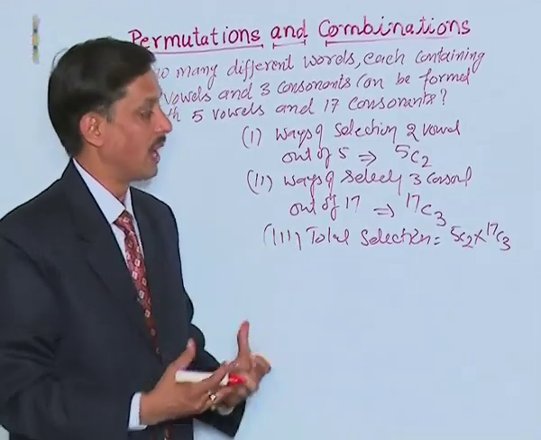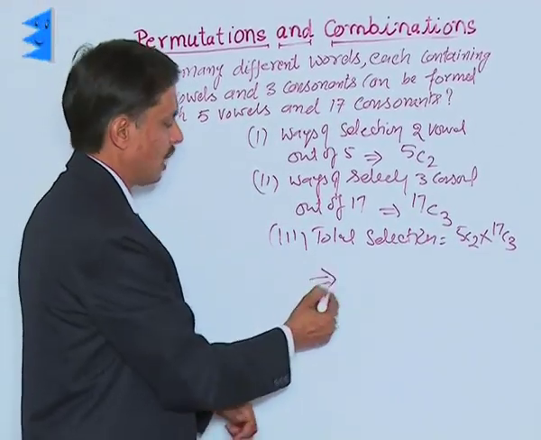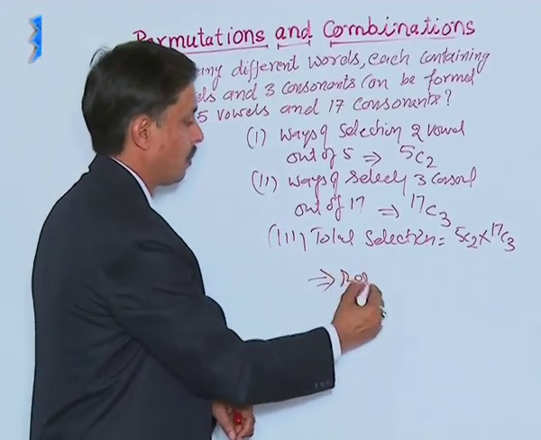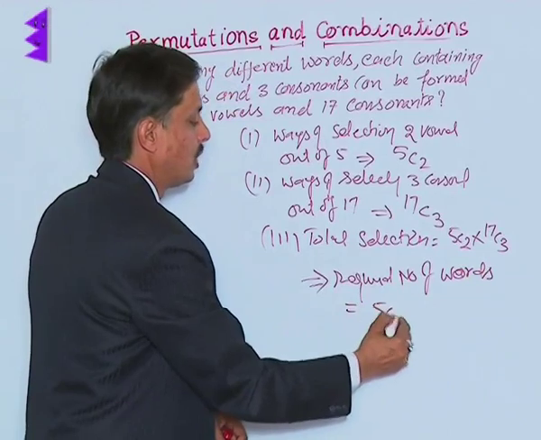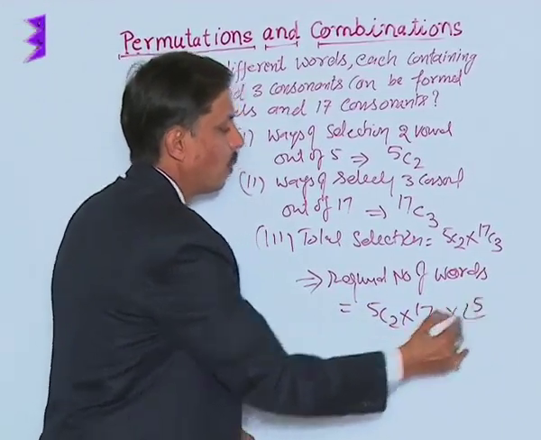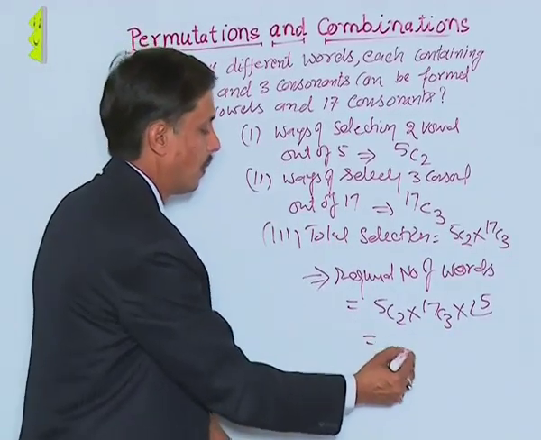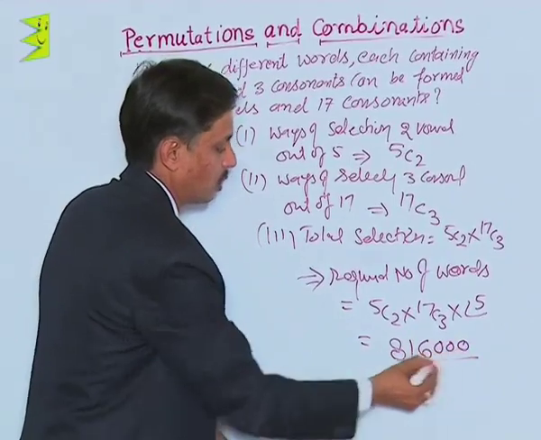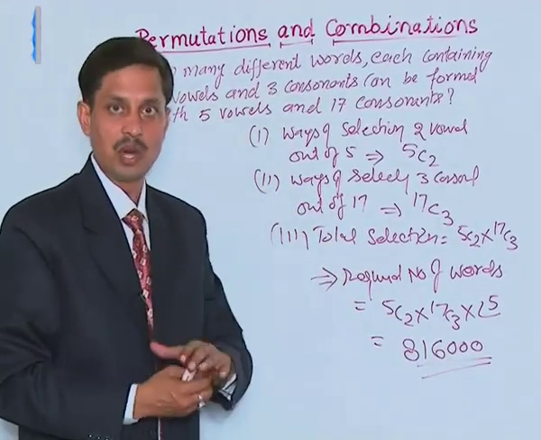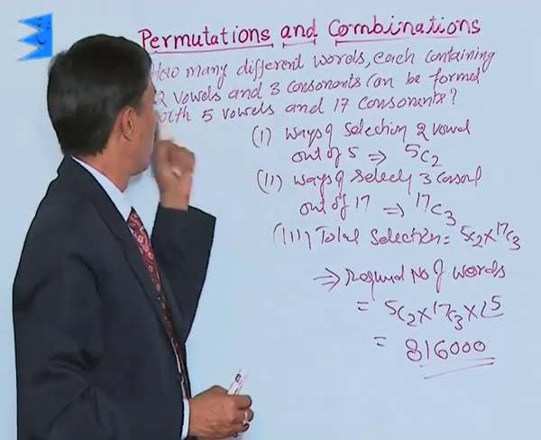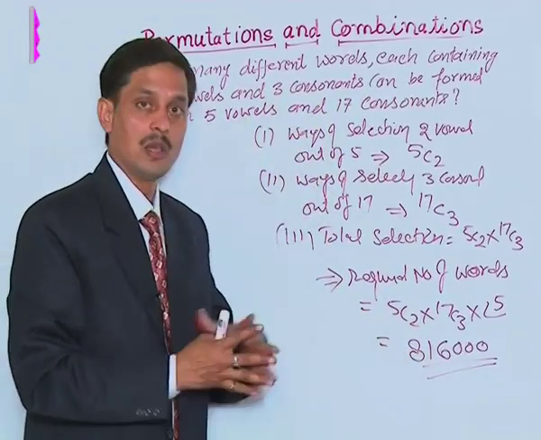But after selection of these 5 letters, these 5 letters can be arranged in factorial 5 ways. So this implies the required number of words is 5C2 into 17C3 into factorial 5, because these 5 letters can again be arranged in factorial 5 ways. Simplification of this is 816000. This is the total number of ways of framing the 5-letter word. If 5 vowels are available, 2 are required, 17 consonants are given, 3 are needed, then with this condition we reach the conclusion.